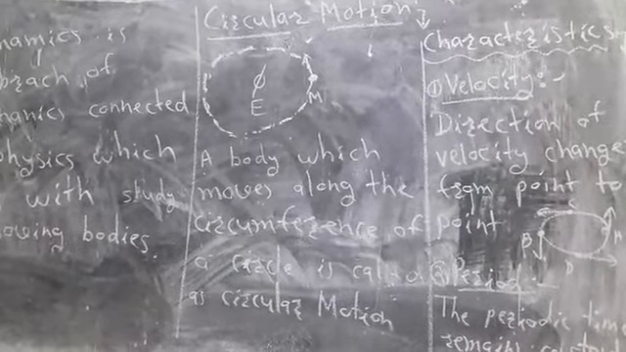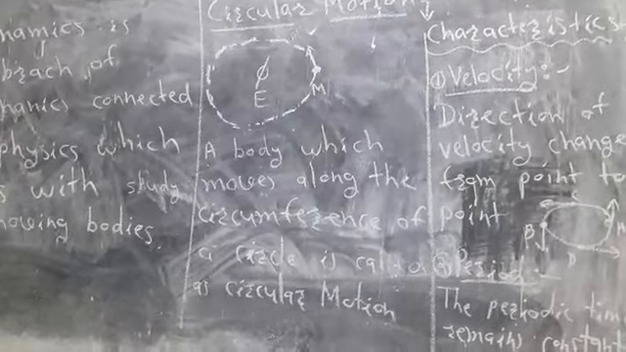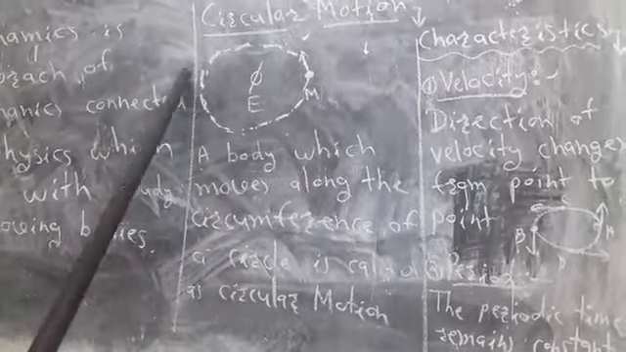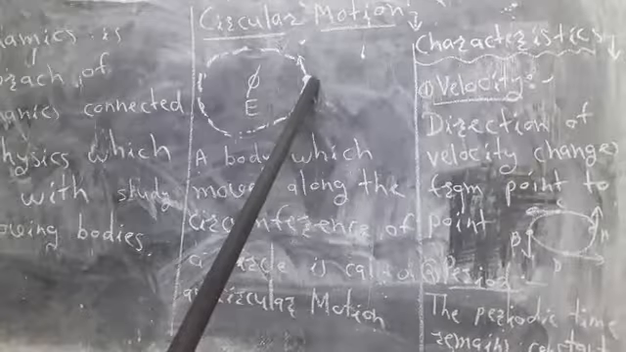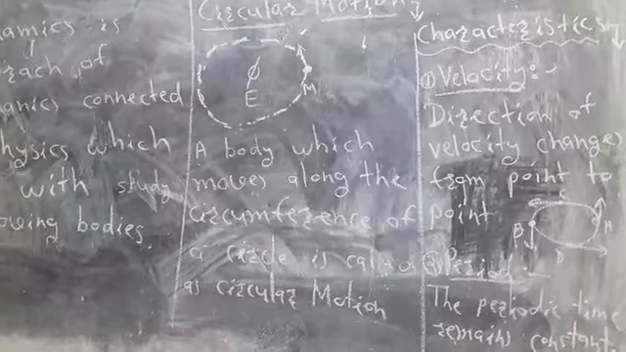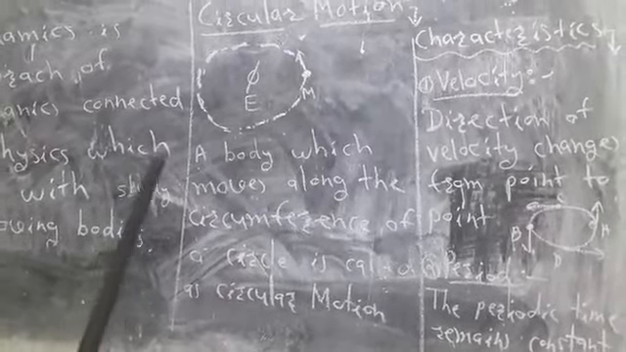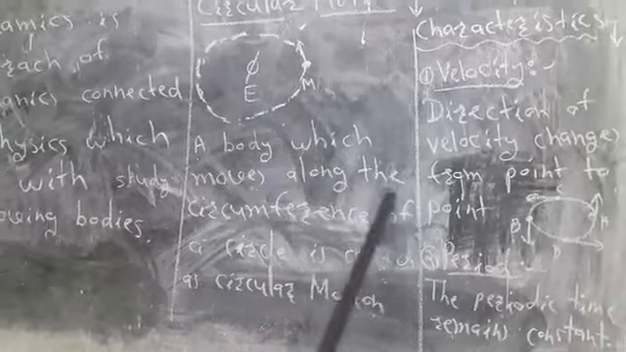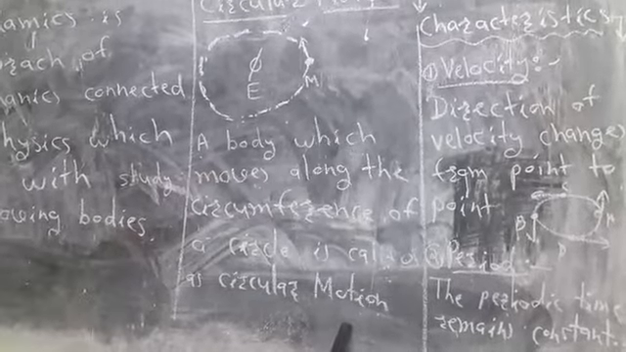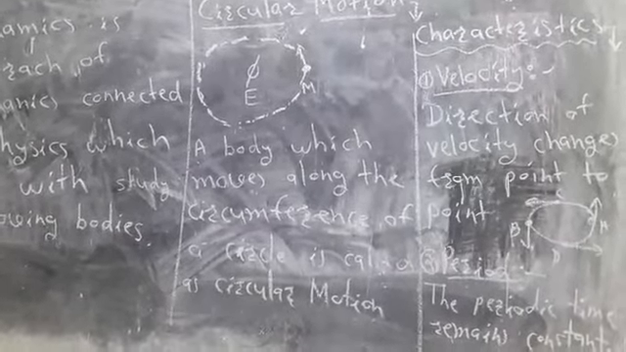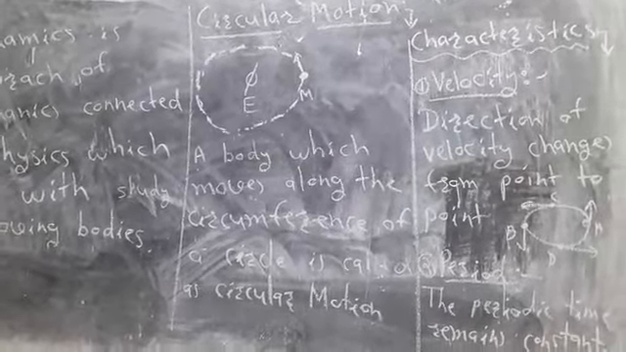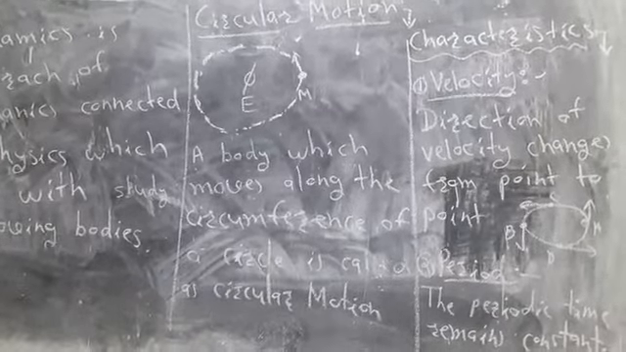Another example of circular motion is the atom. In an atom, the electron revolves around the nucleus in a circular orbit. So we can say that the electron is in circular motion. Another example is the merry-go-round. Let us see the definition of circular motion. A body which moves along the circumference of a circle is said to be in circular motion. So in examination, a question can be asked, define circular motion, or what do you mean by circular motion, for a 1 mark question. Very short question.